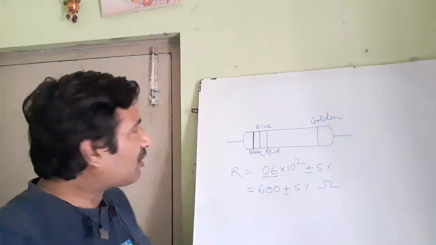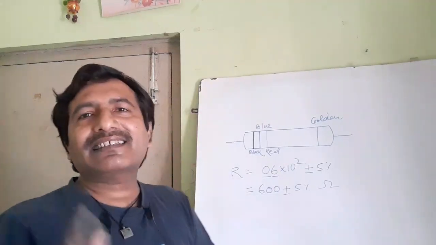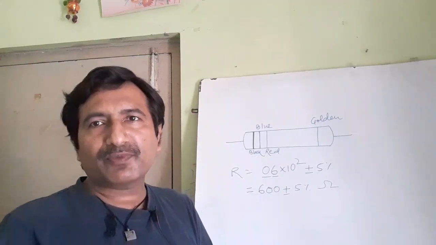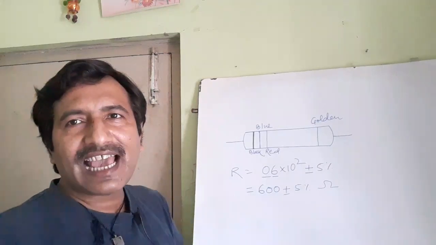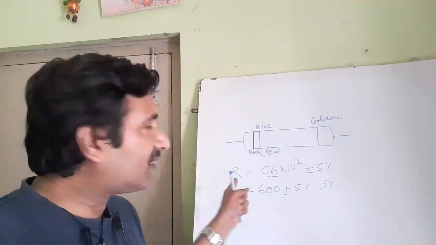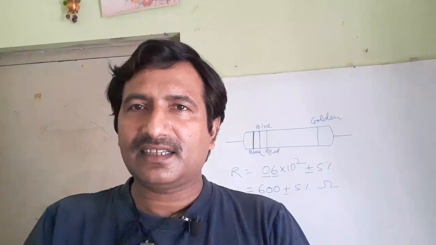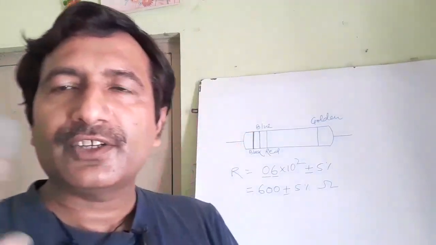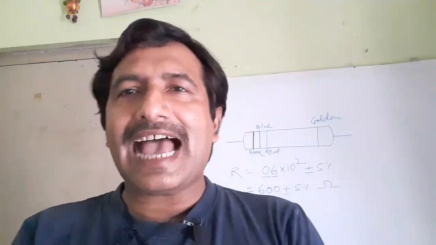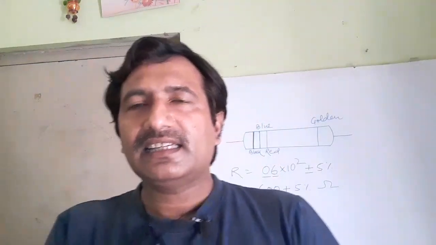Got it? You can also remember the third color as the number of zeros. In place of the multiplier, you can use it as the number of zeros. So this is the way to find the value from the color code of a carbon resistor. So with this topic, I have completed the first part of this unit, current electricity. In the second part, I will start from Kirchhoff's laws and all. Okay? Thank you.